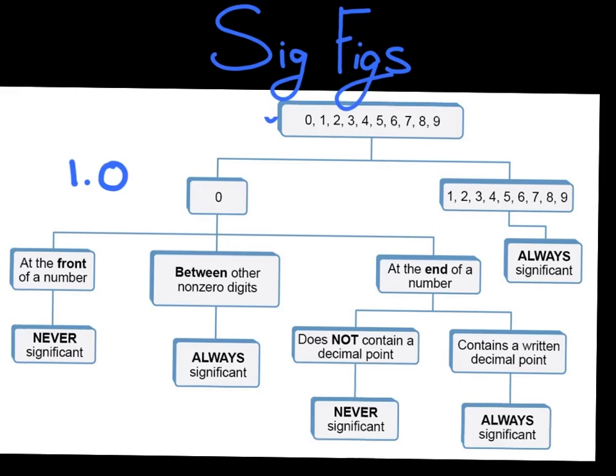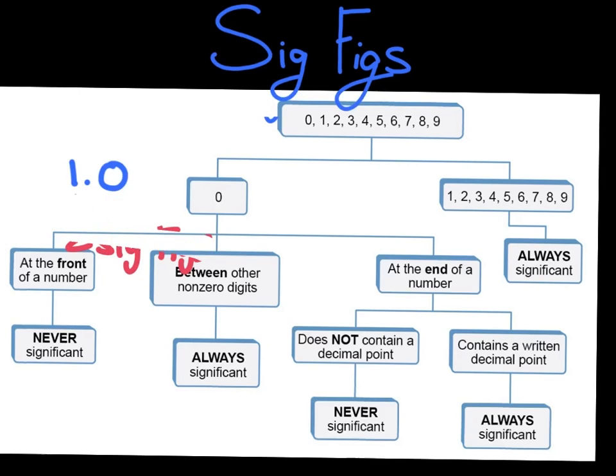1.0. How many sig figs would that have? Well, we know that the 1 is always going to be significant, but what about the 0 in this case? Well, since it contains a written decimal point, this would also be significant as well. So this would carry 2 sig figs.